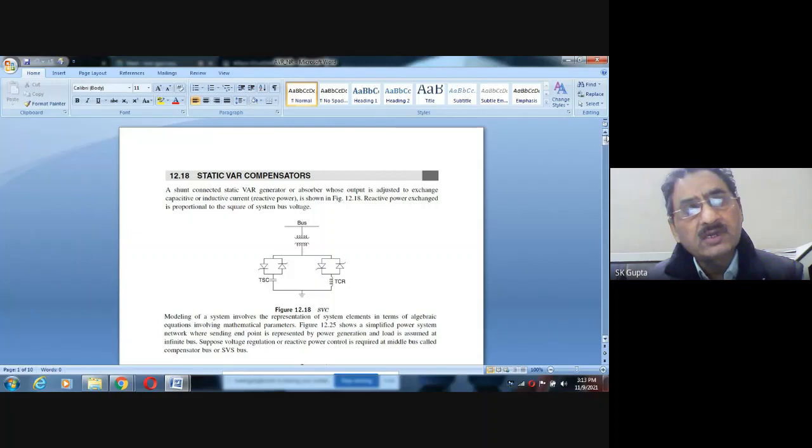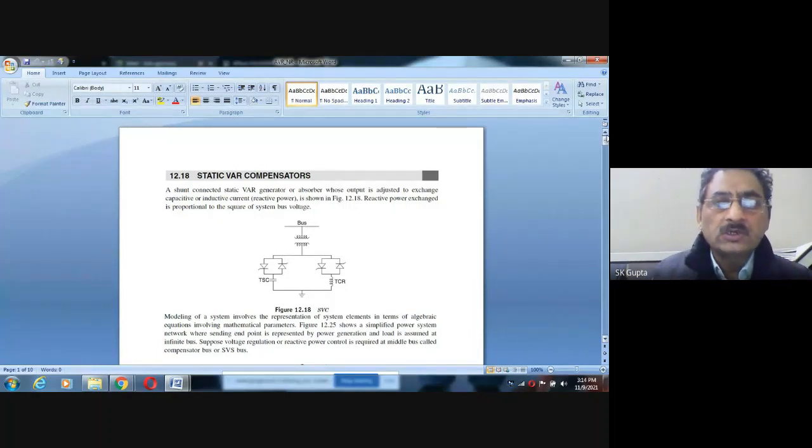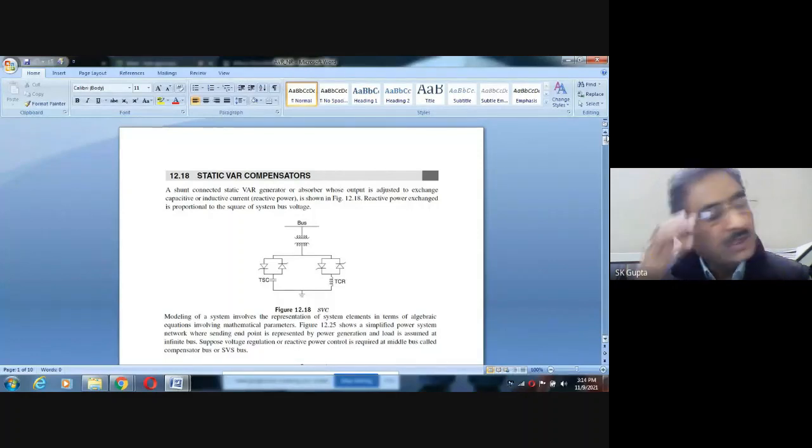By under excitation, it supplies the leading power. So by controlling the over excitation and under excitation, we can control the reactive power input to the system, and thus it controls the voltage. So the voltage is maintained at 1 per unit.